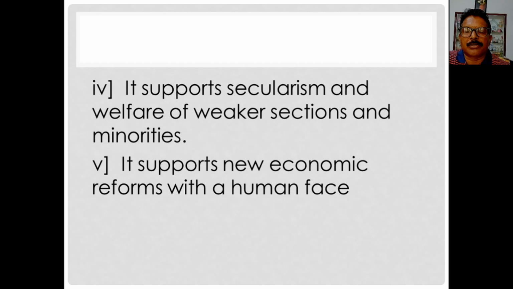It supports secularism and the welfare of the weaker sections and minorities. It supports secularism. India is a secular country where everybody is given the freedom to practice, profess and propagate the religion. No discrimination is done on the grounds of religion. And it is also concerned about the welfare of the weaker sections and minorities, the scheduled castes, scheduled tribes, the Dalits, the OBCs, etc. It supports new economic reforms with a human face. It supports economic reforms but with a human face.